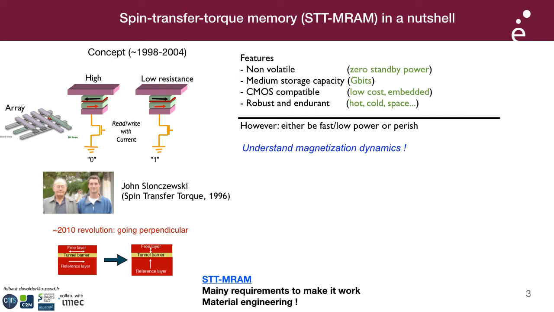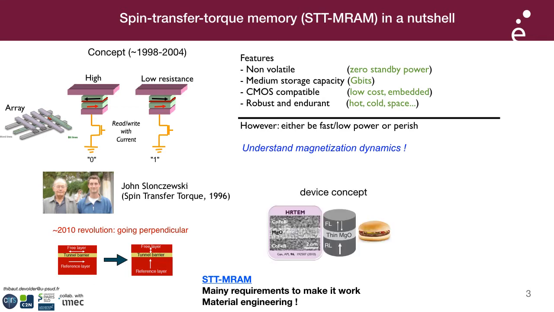This technology got to a turning point in 2010 when it was demonstrated that we could do it with perpendicular anisotropy layers, that is to say layers that have a magnetization that is perpendicular to their plane. Because by proving that, it made clear that the dimensions could be scaled down, because with perpendicular magnetic anisotropy, the magnetization was much more stable.